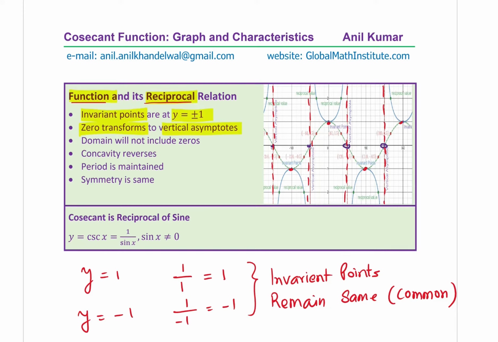Perfect. Now that clearly indicates that the domain of the reciprocal function will not include the zeros, right? Because 1 over 0 is not defined.